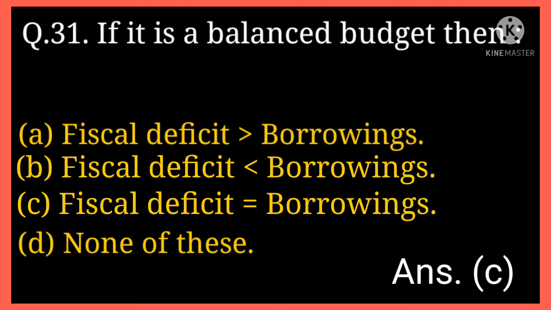Now the question number 31, if it is a balanced budget then what is the condition? The answer is C, fiscal deficit should be equal to borrowings. Whenever these two are equal then it is a situation of balanced budget.